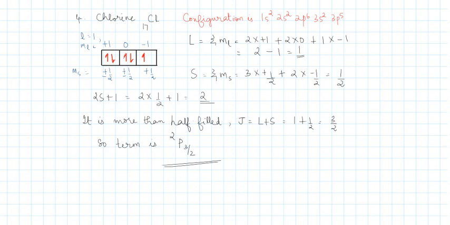So my capital L becomes 1. I have two electrons with spin down and three electrons which are spin up. So my capital S would be like this. And I'll get a value of half. So my 2S plus 1 would be 2. And this is a case where a maximum of 6 electrons can be accommodated and I have 5 electrons filled. So it's a case of more than half filled and J can take the value L plus S. And that happens to be 3 by 2. So my term is represented as 2P3/2.